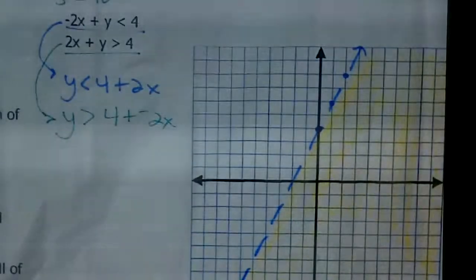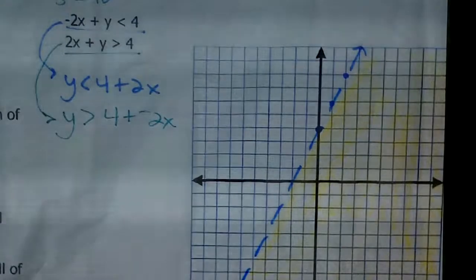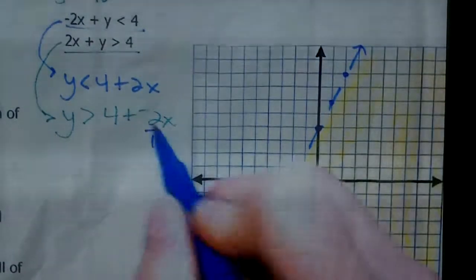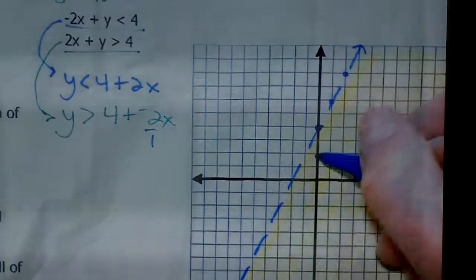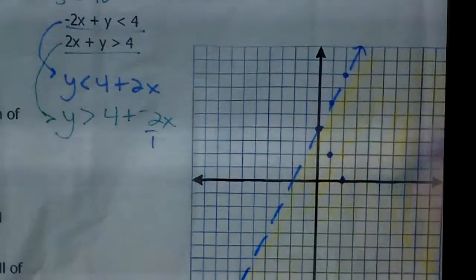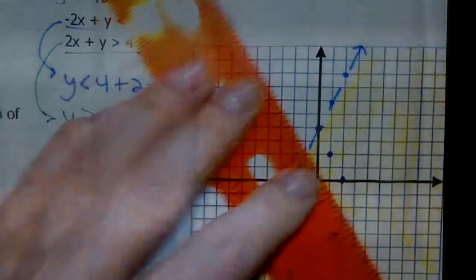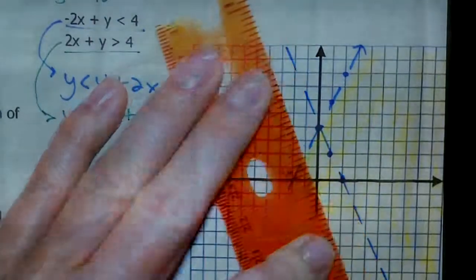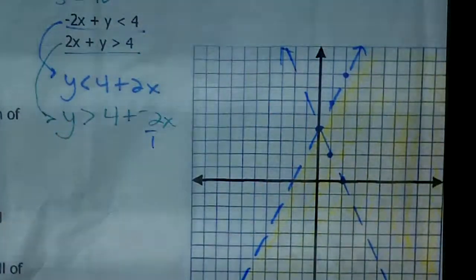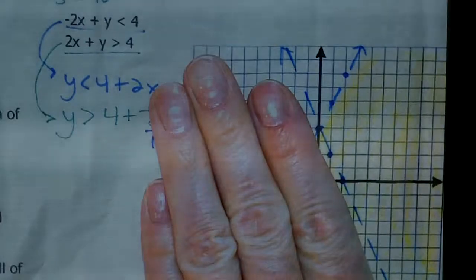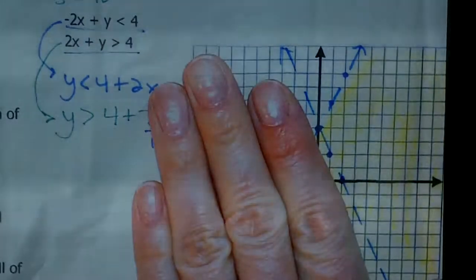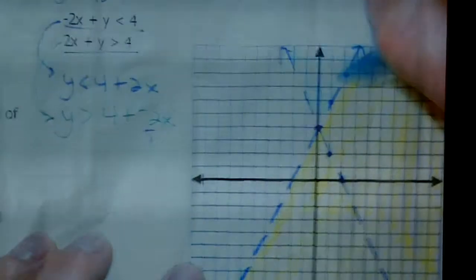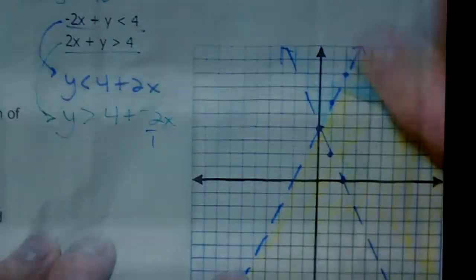Okay? The next equation we have, y is greater than 4 plus negative 2x. So same y-intercept, it's 4. But this time I have a negative 2 over 1 slope. So down 2, right 1. Down 2, right 1. It says greater than, not equal to. So we're going to make a dashed line here. And just looking at this line, if y is greater than, that means I want the points above the y-intercept. So that means all the stuff over here gets shaded.